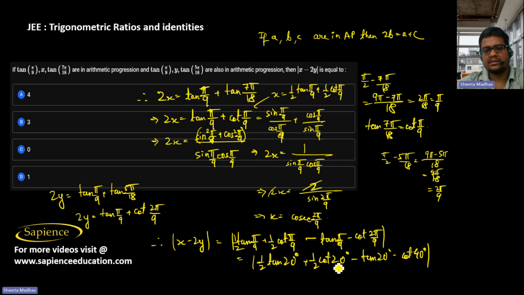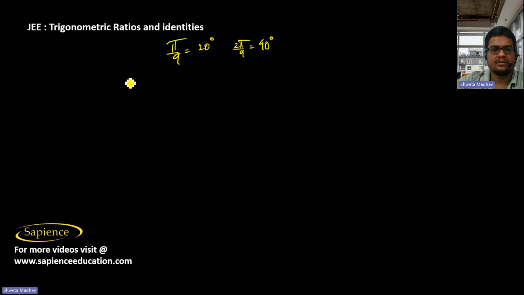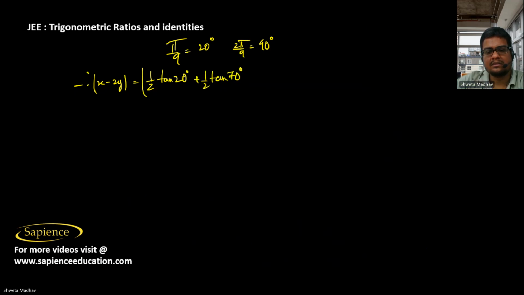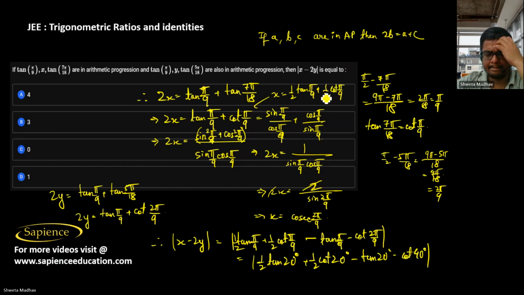Now cot 20 is tan 70, and cot 40 is tan 50. So therefore modulus of x minus 2y, we can write as half of tan 20 plus half of tan 70 minus tan 20 minus tan 50. Cot 40 is the same as tan 50.